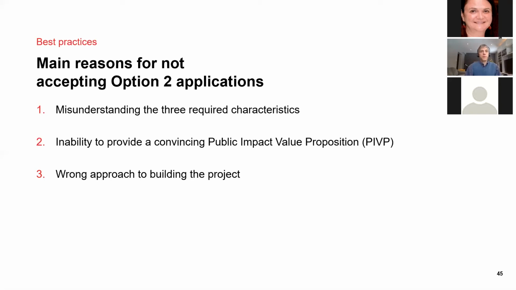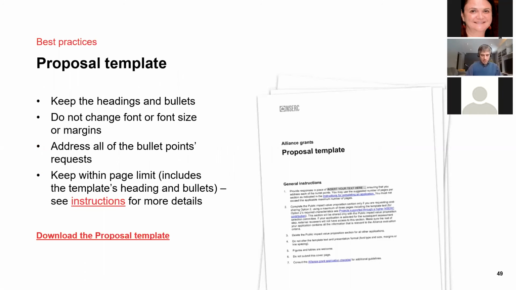Other issues are the PIVP not being convincing enough, or insufficient consultation with stakeholders. And by wrong approach to building the project, I mean basically not starting with the unmet need and the end user, and not consulting with the end user to build the project. Including them more as an afterthought doesn't work. And I guess the societal impact needs to be reflected in the activities and the deliverables.